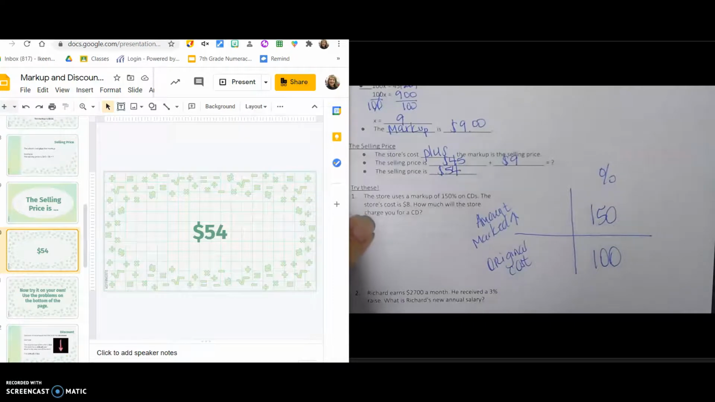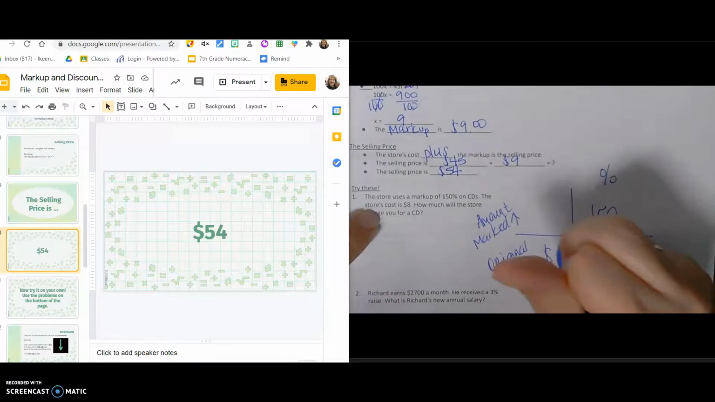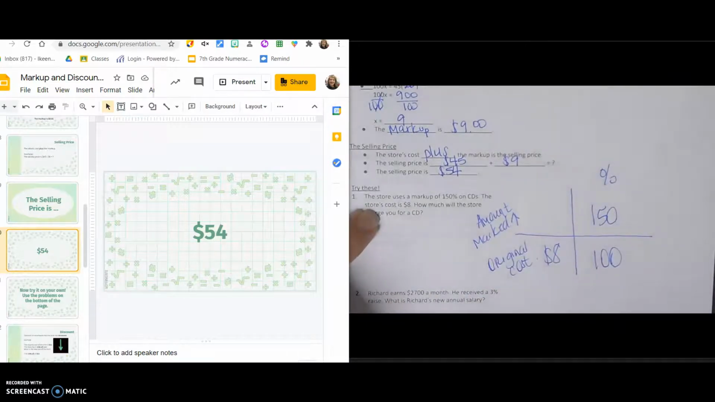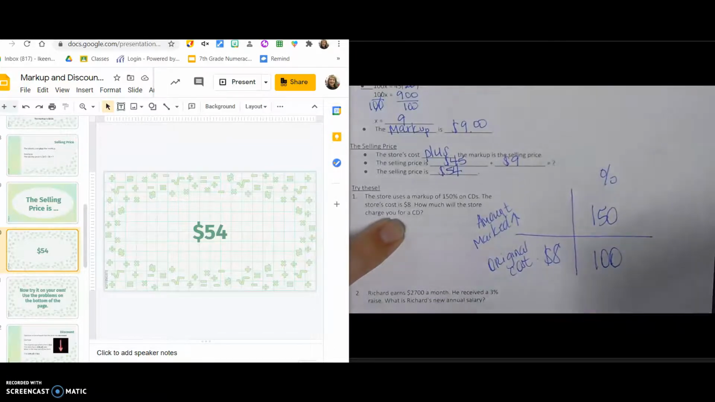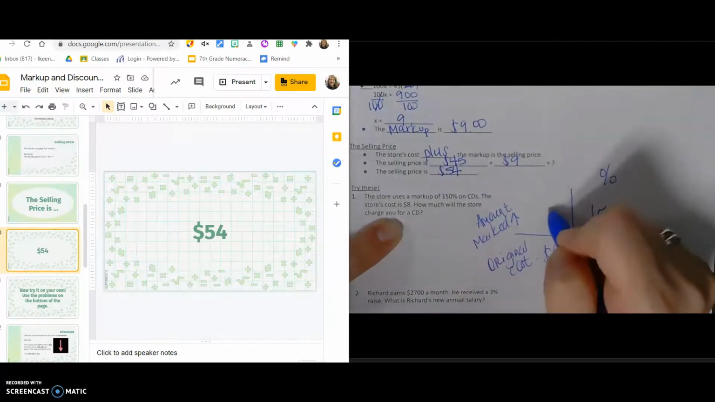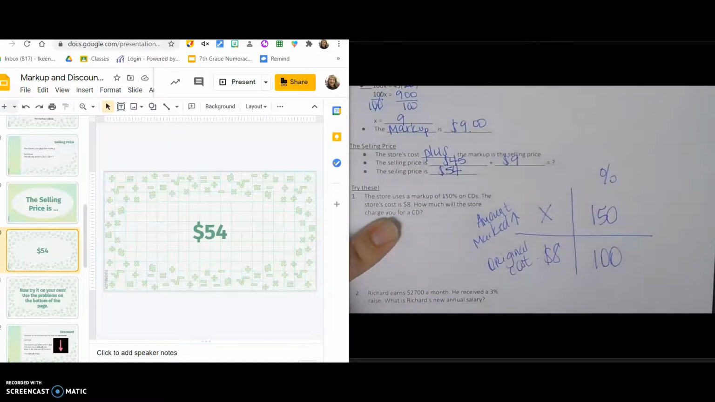How much will the store charge? Oh, I'm sorry. The store's cost is $8. So the store's cost is $8. How much will the store charge you for a CD? So remember, if we go back to our notes, we put all the same units together. So now we can set up a proportion. We're solving for the amount of the markup. So we can either cross multiply, or we can try to simplify these numbers and see if we can find a relationship that way, whatever you're more comfortable with.